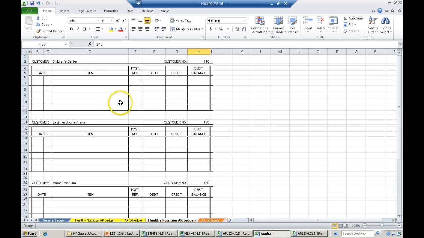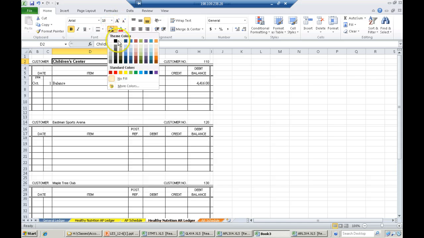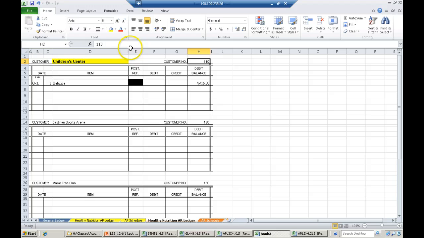So let's go to Children's Center. Again, write the date. We're in October, and the 1st. They had a debit balance of $44.16. Now again, we're going to need to format all of these cells. So watch how I do the following. Let's go ahead and again bold this, make it a little bit bigger. Let's make it yellow like our other accounts, bold, bigger, like our other accounts payable accounts.